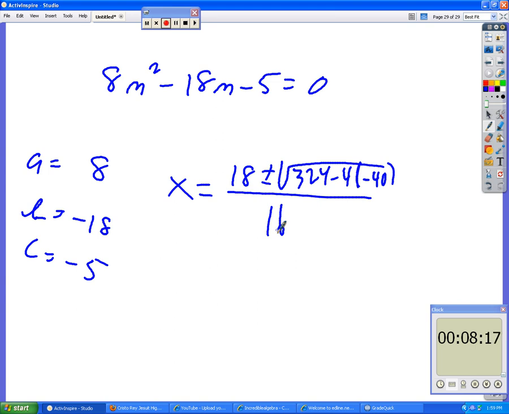Now I go back and say, what can I do in here? Well, this is 324, and this is a negative times a negative, right? What's a negative times a negative? Positive, so they're gone. And 4 times 40, positive 160. Add them, I get 484.